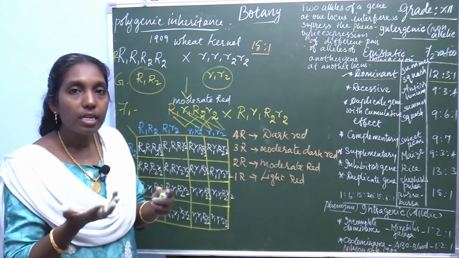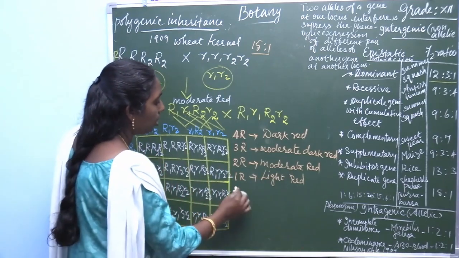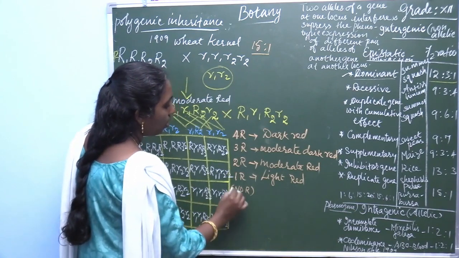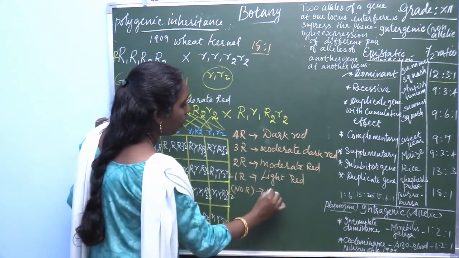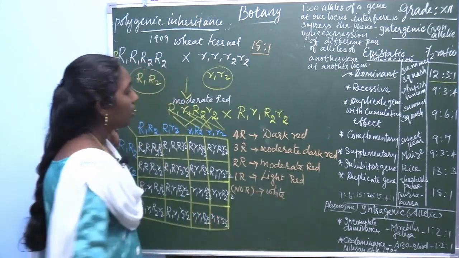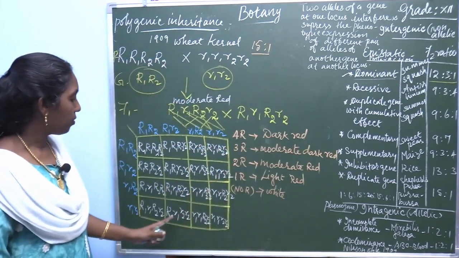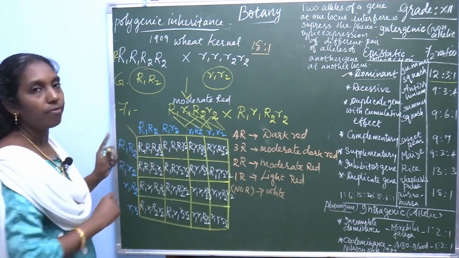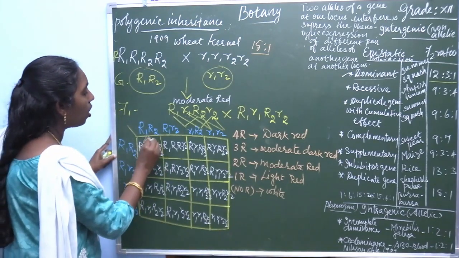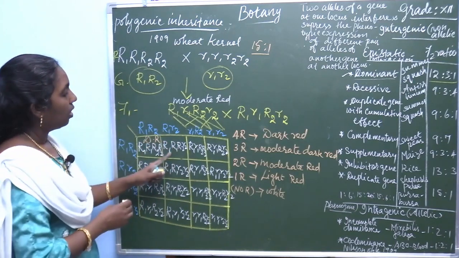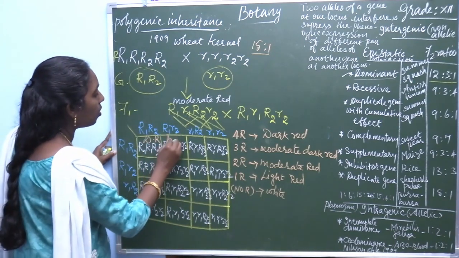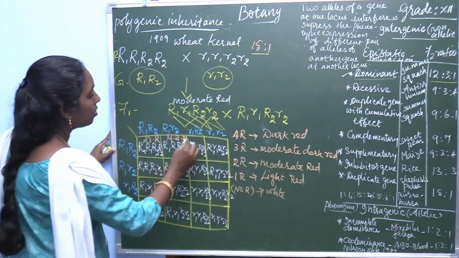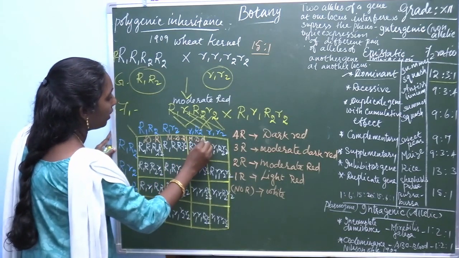And if R is absent, if there is no R, it gives the white color. So in these combinations, let's see that here 4R is there. If 4R is there, it is dark red. Here 3R is there, so it is moderate dark red. Here 3R, so moderate dark red.